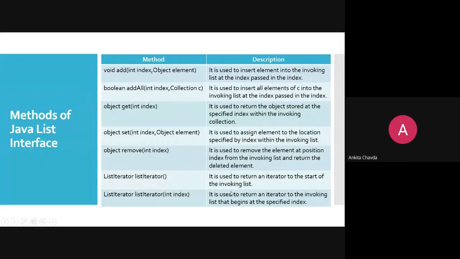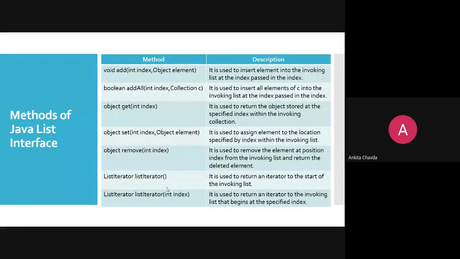This method will do what? It is used to return an iterator to the starting of the invoking list. listIterator will return the iterator at the starting of your list, whatever you are using, whether it is ArrayList or LinkedList. And if you are specifying any index, then it will point there.